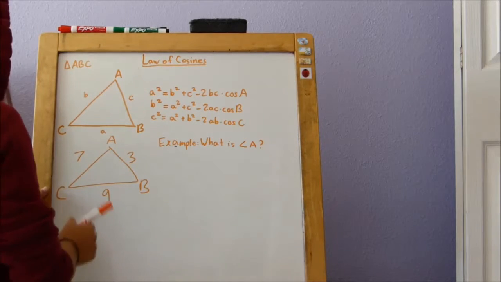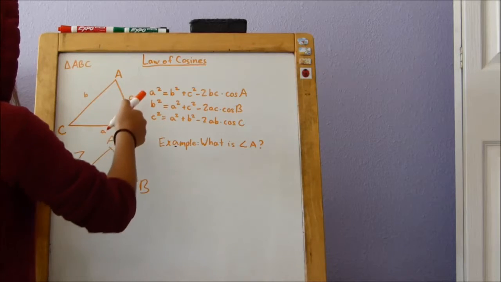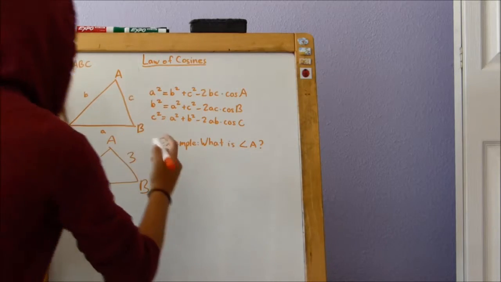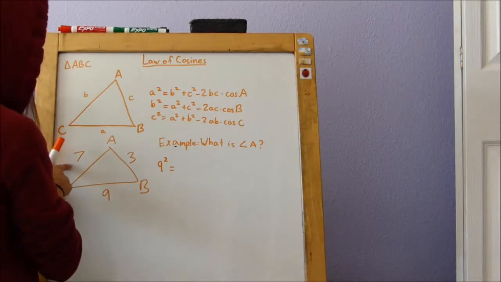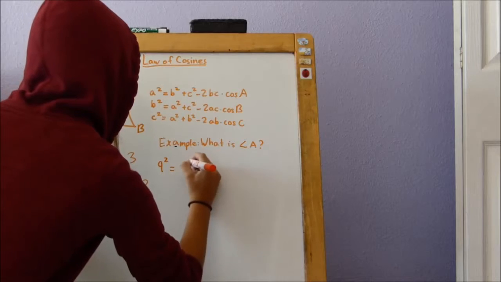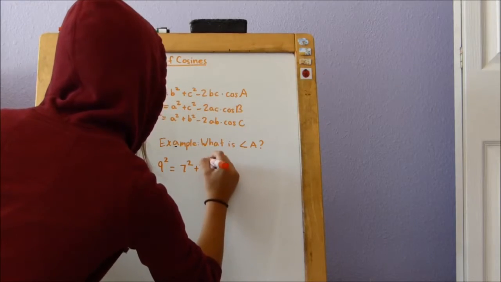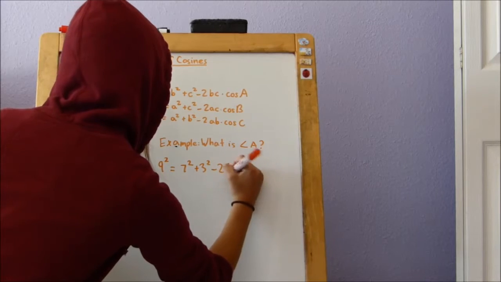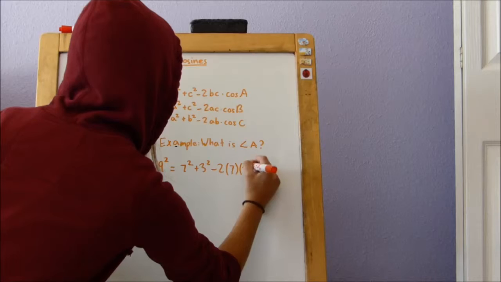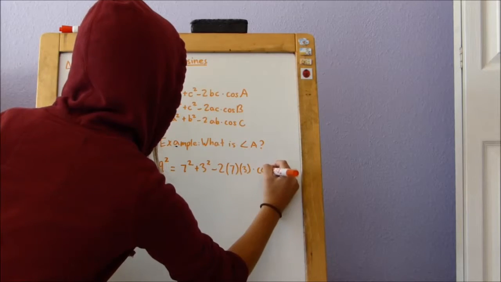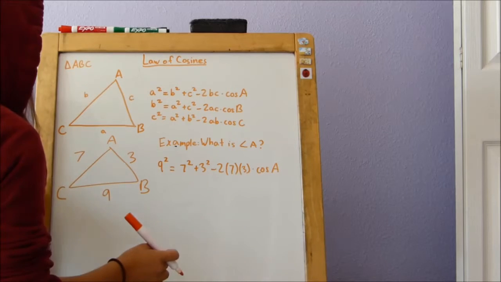So we know that the side length across from angle A has to be a, so putting a in there would be 9 squared equals b squared, so that would be 7 squared, plus c squared, that would be 3 squared, minus 2 times b is 7, c is 3, times cosine of A. We don't know what angle measurement A is, so we can't fill that in.